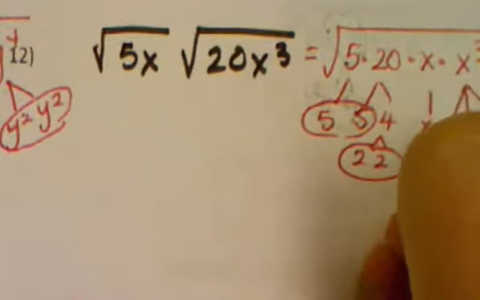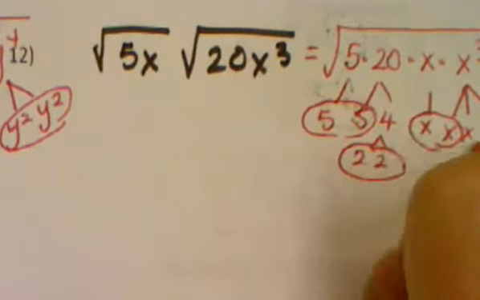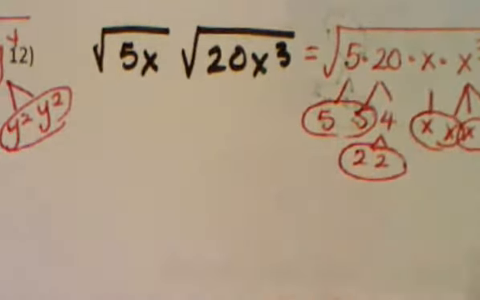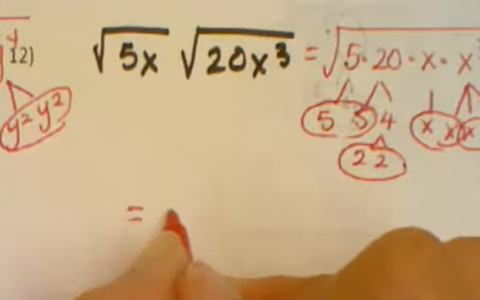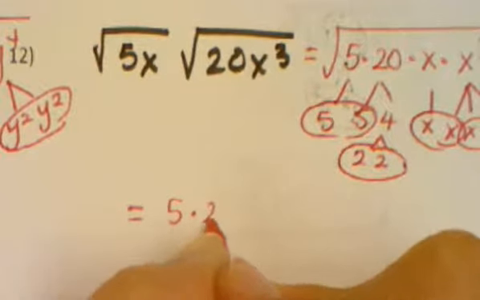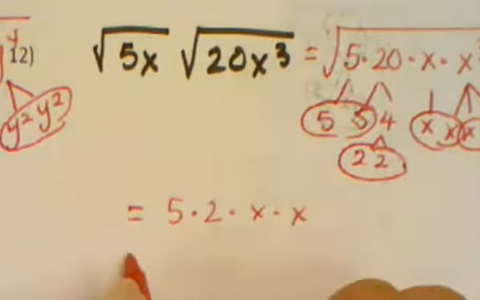So I'm actually going to do all three x's. Okay, well, there's a pair and there's another pair. So again, no loners. So everything comes out. So we'll have 5 times 2 times x. So it's just a representative. So our final answer will be 10x squared.